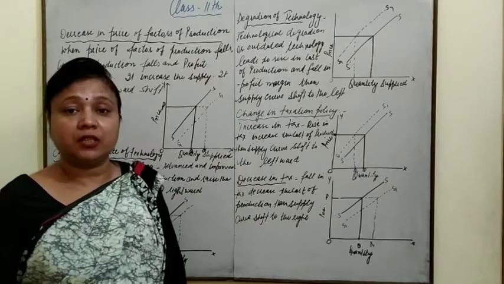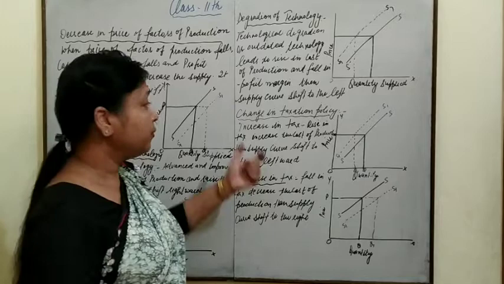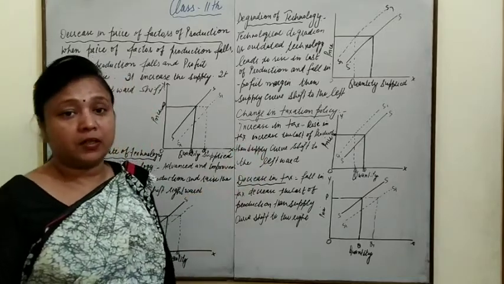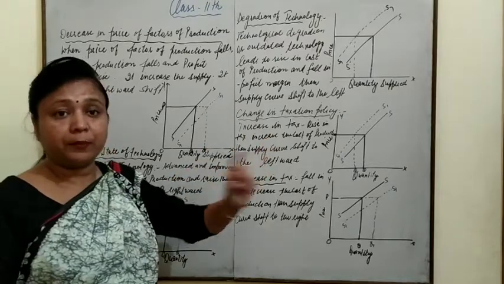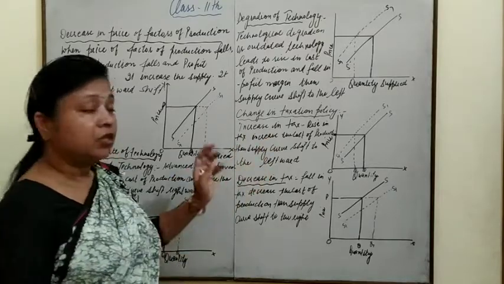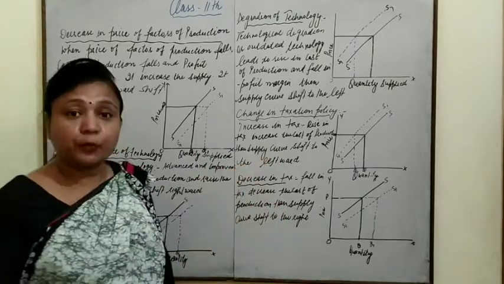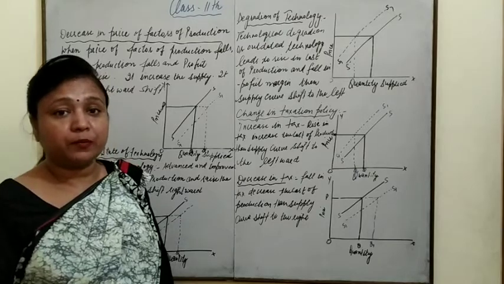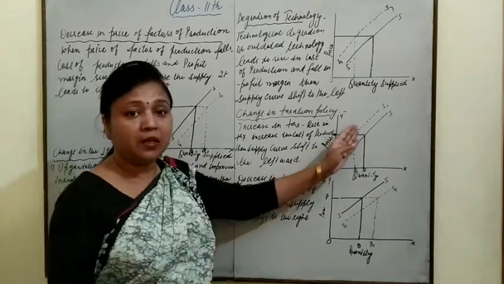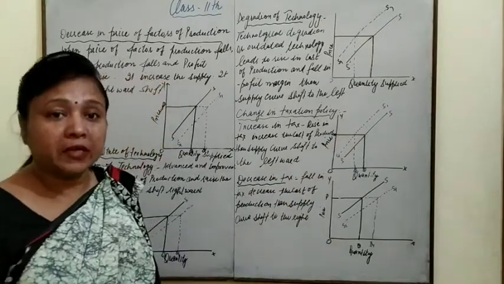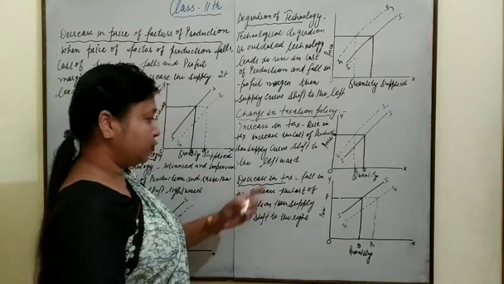Another point is change in taxation policy. Government imposes tax. Sometimes government increases the tax or decreases the tax. What will be the effect of increasing tax? If government raises the tax, the cost of production will rise. If cost of production rises, then profit margin will be reduced. If profit margin is reduced, then the supplier will supply less, and the supply curve will be shifted to the leftward.